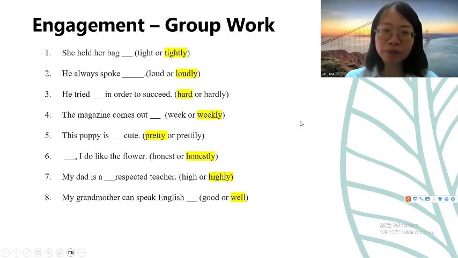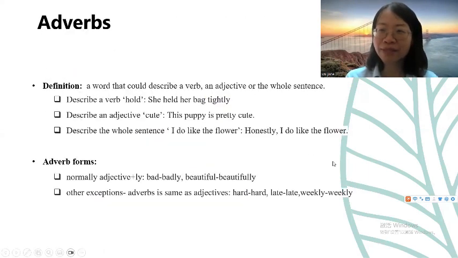Okay, for number 3, he tried hard or hardly? This is a very, very good question. So we'll talk about it later, okay? Just be patient. Okay, if you do not have further questions, let's move on to the main parts, the definition and how to use adverbs.